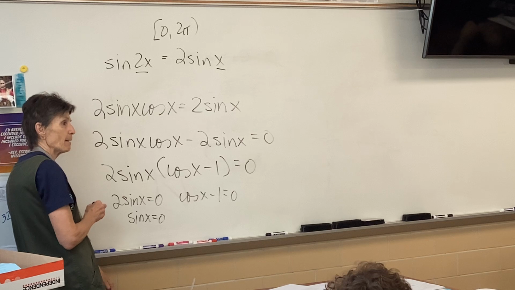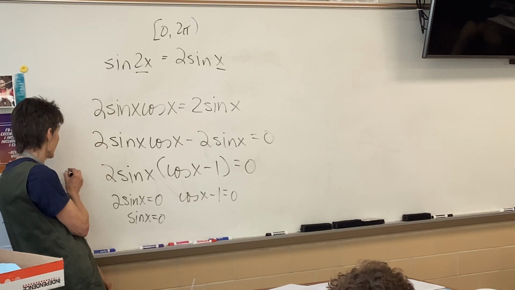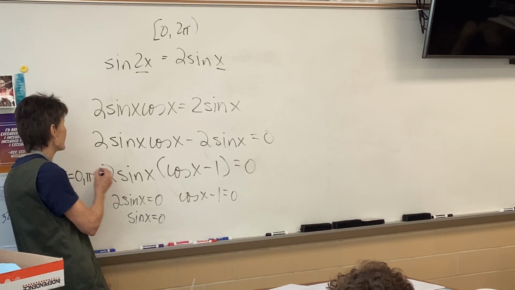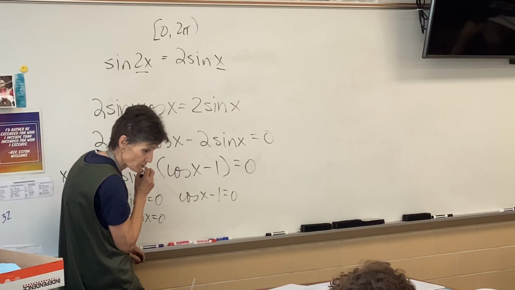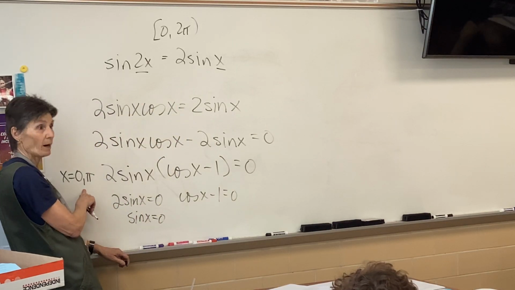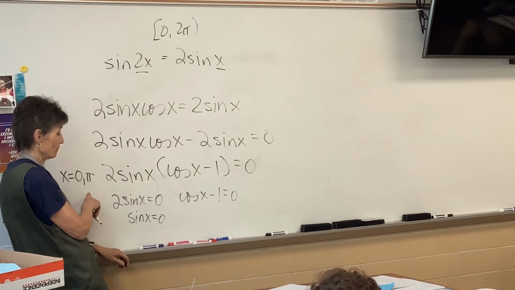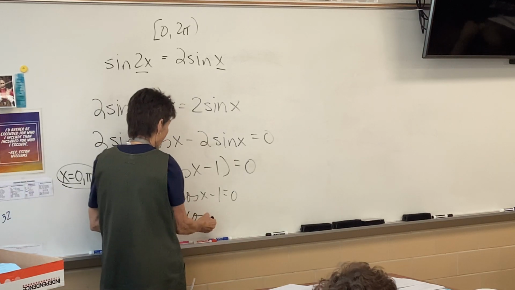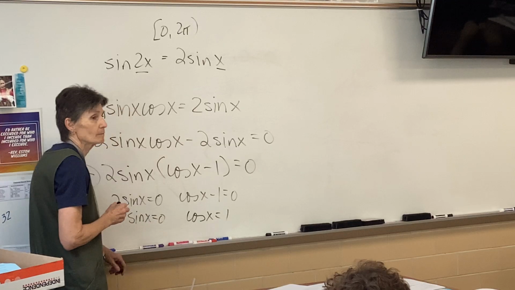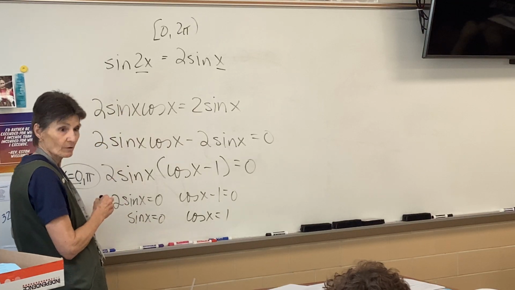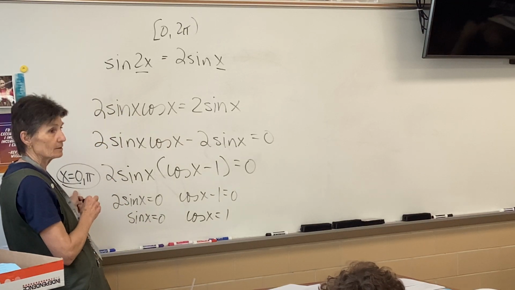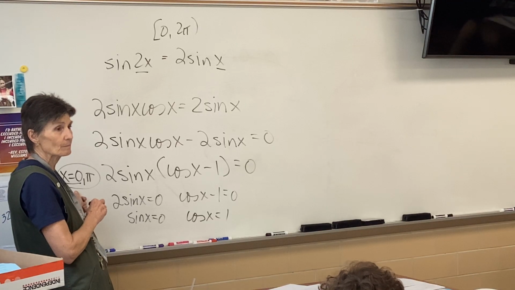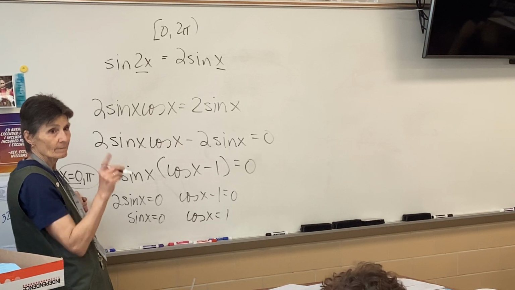Where does the sine equal 0? 0 and pi. Because the instructions are written that way, I'm not going to include the 2 pi, but I could if it were bracketed. All right, where does the cosine equal 1? At 0, which I already have, so that's it. Those are the answers to the question. Is that okay?